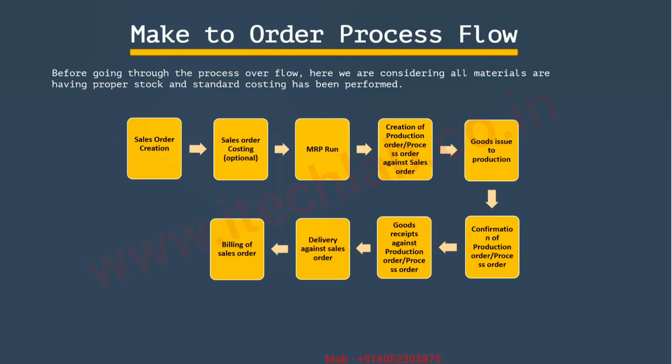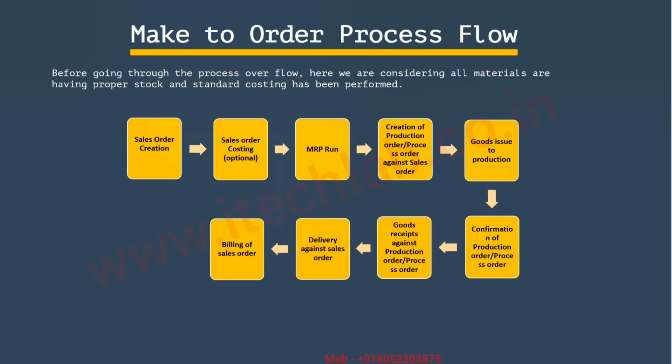Then we do the sales order costing. It is optional, but you can perform it; sales order costing is normally used as a statistical view and won't update any accounting entry. Then we can go to the MRP run for that sales order. It can also be done automatically, and there are other functionalities too: when you create a sales order and MRP runs, a production order will be created automatically. But here we are going through the manual process.